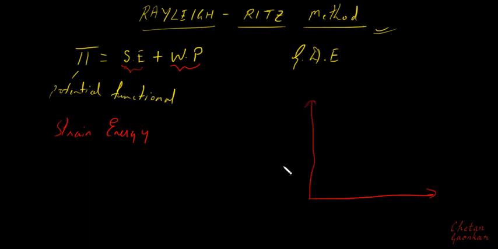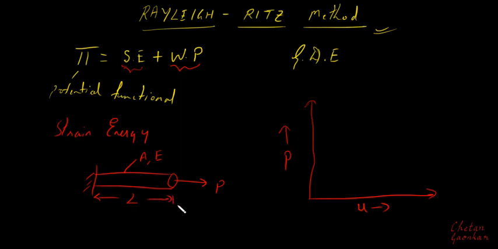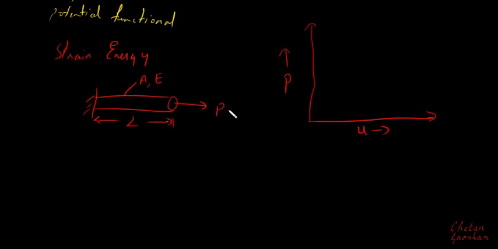Now, if I plot a graph of, say, load P versus U, we'll try to understand this graph with respect to a simple 1D bar example. I have this bar here, which is subjected to a load P, of cross-sectional area A, of material property E, and of length L. And then what I'm doing here is I'm applying a gradual load, in the sense I'm not applying the whole magnitude of P directly at once on this bar, but I'm slowly increasing the magnitude of the load, from zero up to the magnitude P.